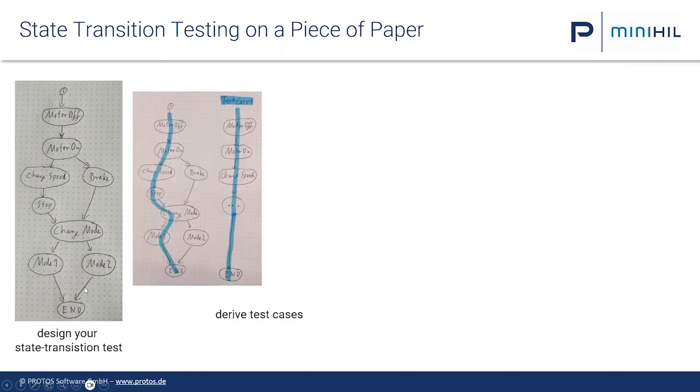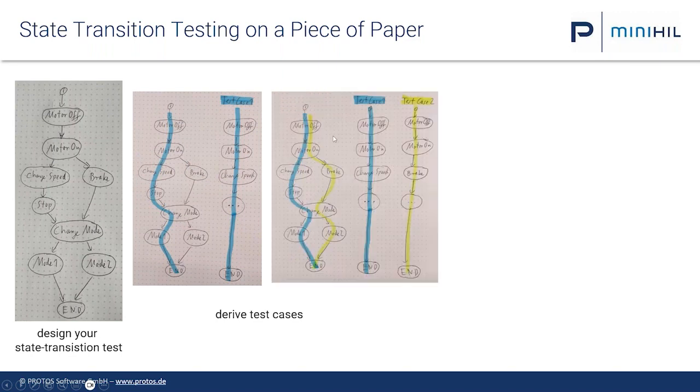So for example, if you want to derive test cases now from this diagram, you need one test case for the left path here, and for a complete state coverage and transition coverage, you need, of course, the other path as well. So the yellow path would now complete or give you a transition and state complete test.